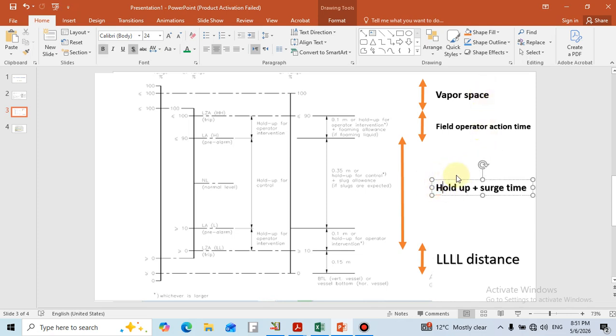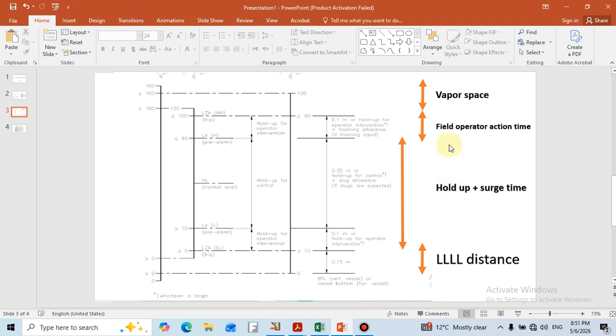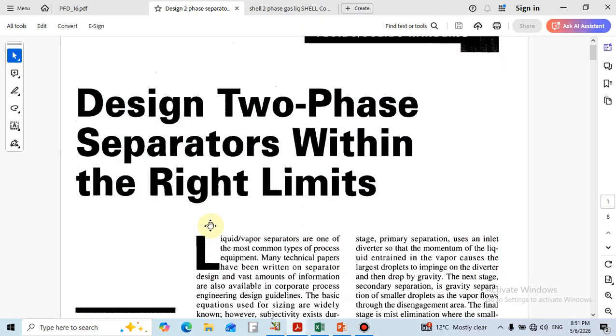So let me firstly talk about the hold up time and surge time, which is really crucial according to the Monnery article. This is a typical range of control range that is recommended by Shell design practice. Its simplified version is given right here. For the hold up time and the surge time, I will talk about these values firstly, and then we jump into other sections, which are much easier than this part. So let's go to the hold up time and the surge time according to the Monnery article.